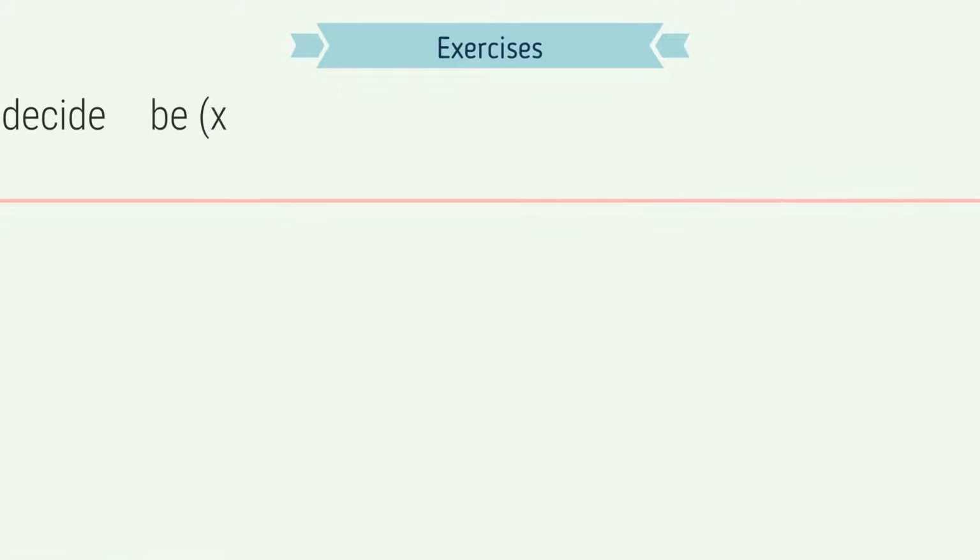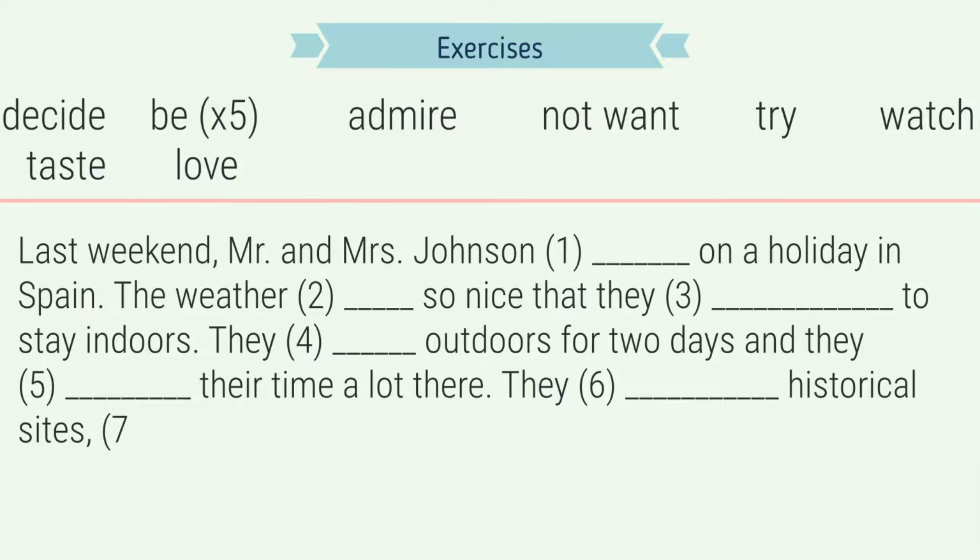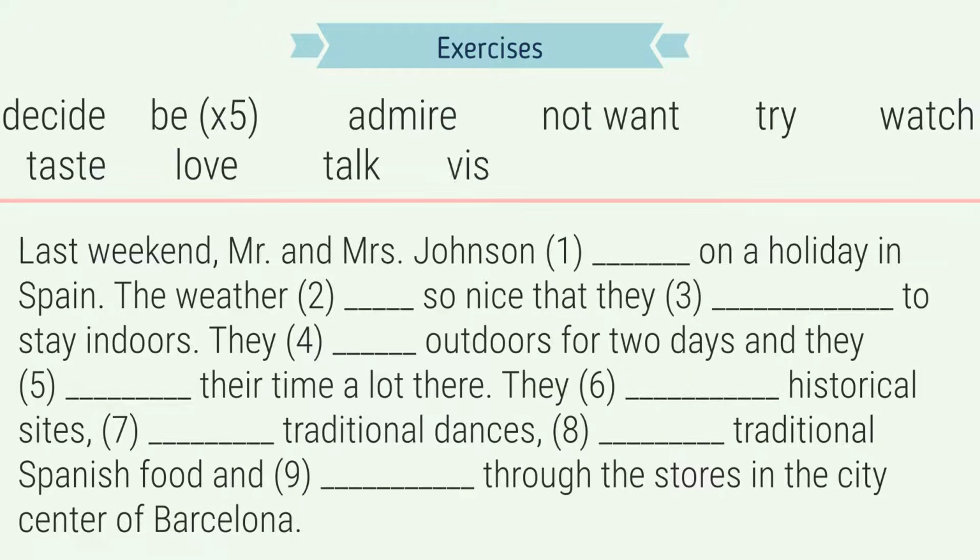Now, let's do an activity together to make sure we all understand. So, we have some verbs here: decide, be, admire, not want, try, watch, taste, love, talk, visit, wonder, and enjoy. And we're going to try and put them in the most appropriate place in the sentences.